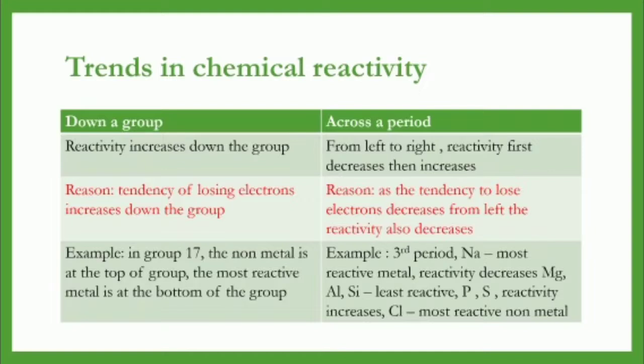We cannot remove electrons easily when there are more electrons. We know the valency goes 1, 2, 3 for metals, and after that 3, 2, 1; like this the valency varies across a period. With 3, 2, 1 it may lose electrons easily, so first it decreases, and then with 1, 2, 3 losing electrons is easier, and after that with 3, 2, 1 the reactivity increases.